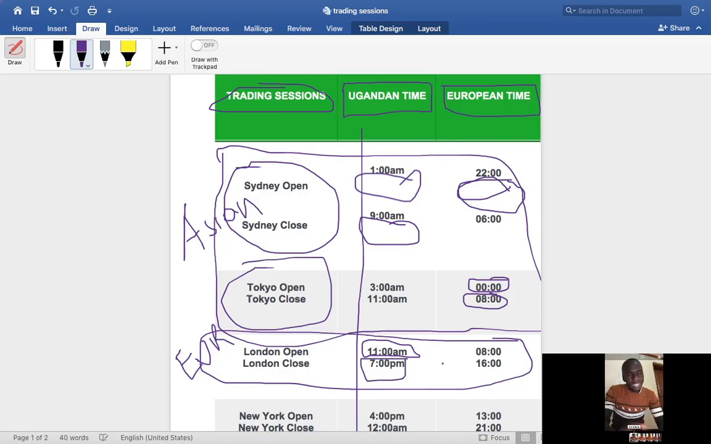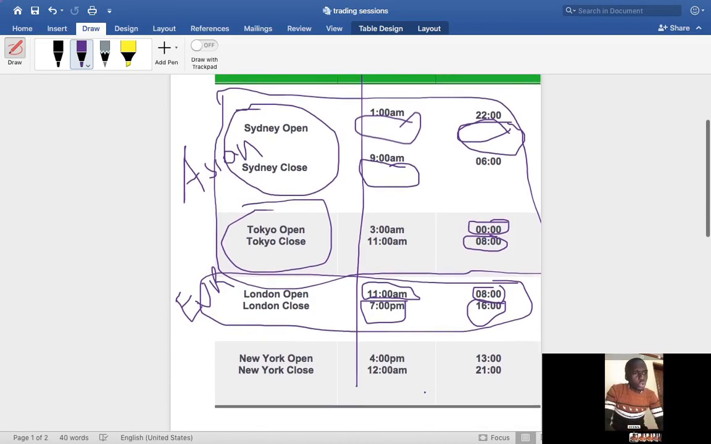The best pairs, I've told them to you. If you're in Europe, this market will open at 8 and it will close at 16 o'clock. So we go to our last session.